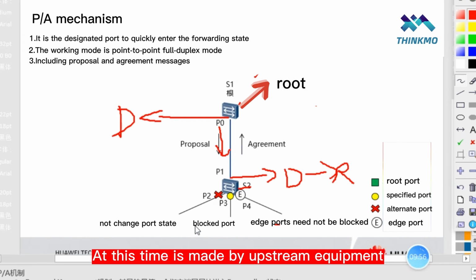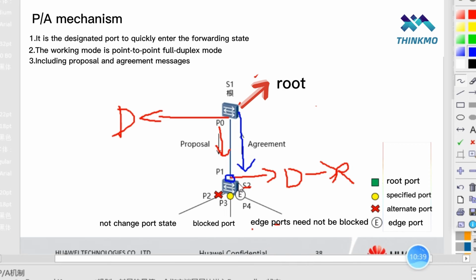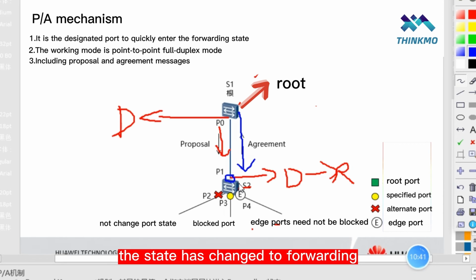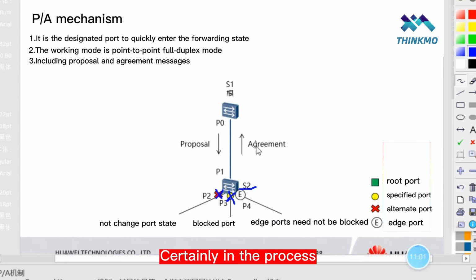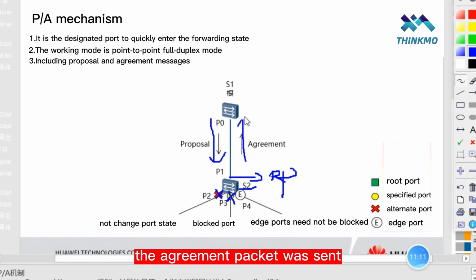At this time, the agreement packet is sent by the upstream equipment, and only this port's state is changed to forwarding. Certainly, in the process, the following S2 switch's ports that are blocked also have to send the agreement packet upstream.